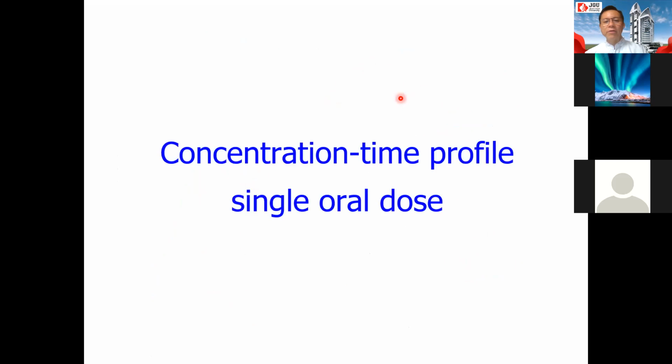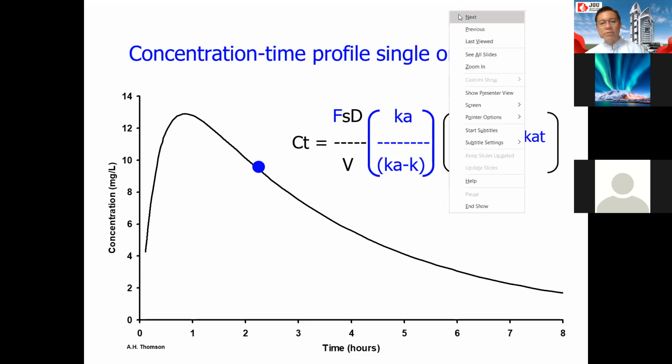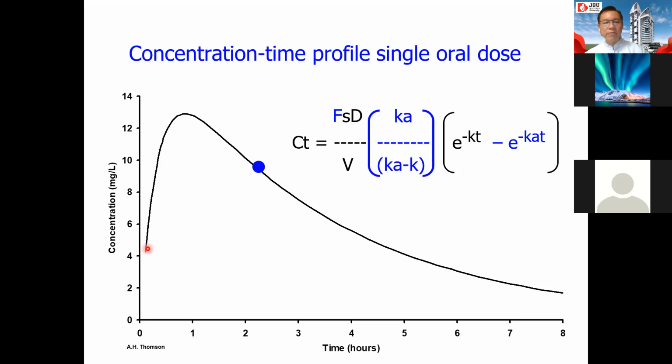Concentration time profile, single oral dose. Just now I mentioned oral. Oral is a more sophisticated one, because with oral you have absorption. This is the absorption phase, and then only the elimination, at any time. So for oral, you have to have the Ka. Ka is the constant for absorption and k is for elimination. You have to consider the Ka and the k.